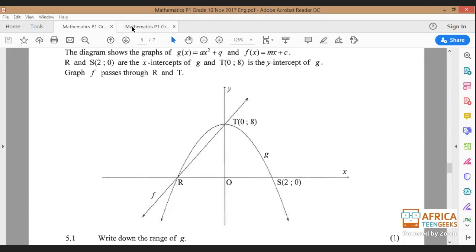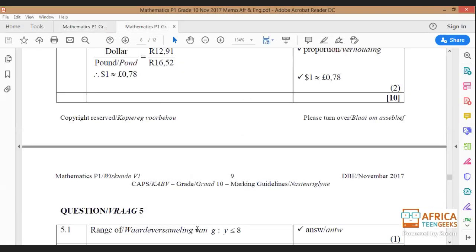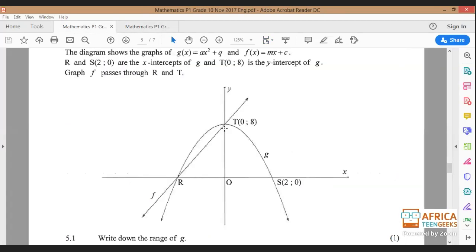Perfect. So if you look here, yes, the range is y is less than or equal to 8, meaning y can be less than or equal to 8. That will be your range, meaning your g of x can go below 8. So it can go 8, 7, 6, 5, 4, 3, 2, 1, minus, just like that.